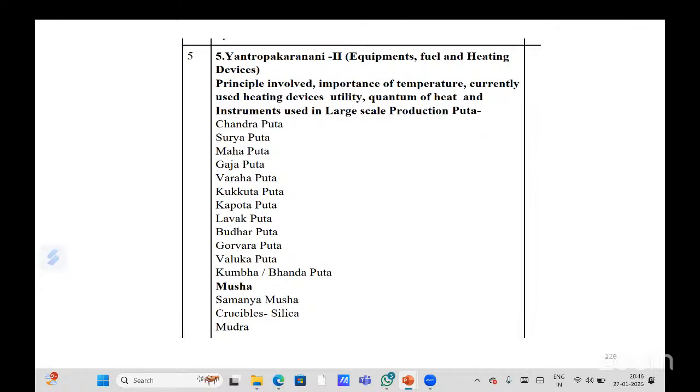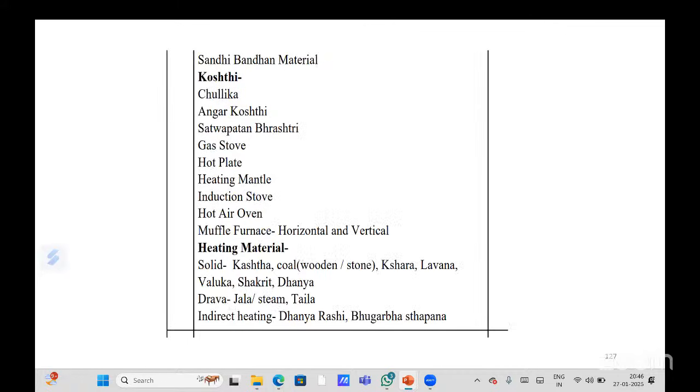Okay, so along with the concept of Puta, we have the concept of Musha, Samanya Musha. Here, only one example of Samanya Musha: crucibles, silica crucibles, mudra, and Sandhi Bandhana concept. Okay, here we have Kosti, Chulika, Angara Kosti, and Satopatana Brasti, and modern equipment like heating devices such as hot plate, gas stove, heating mantle, etc.